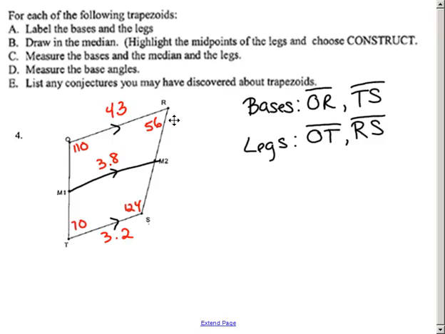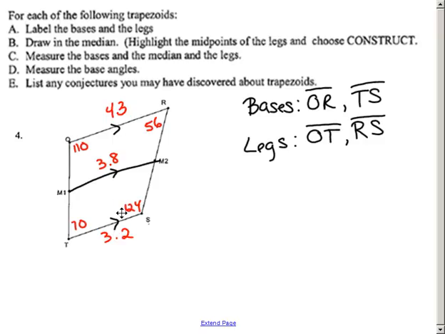Angle R is 56 degrees, angle S is 124 degrees. These are supplementary as well. That means that my segment OR must be parallel to TS. Again, because I constructed the medians, that would be parallel to my 2 lines given. So OR, M1 to M2, and TS would all be parallel to each other.